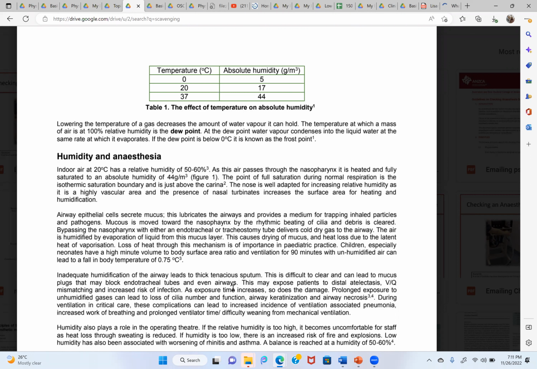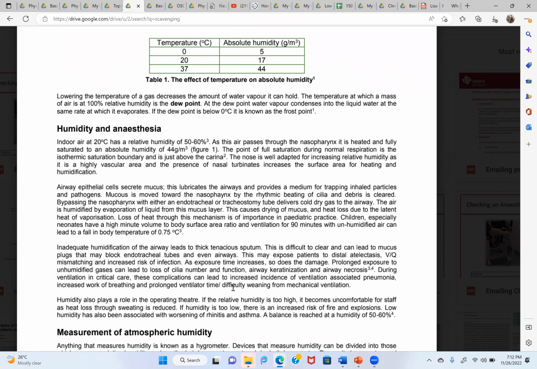As gas passes through the nasopharynx, it is heated and fully saturated to an absolute humidity of 44 gram per meter cube. The point of full saturation during normal respiration is the isothermic saturation boundary, and it is just above the carina. The nose is well adapted for increasing relative humidity as it is a highly vascular area, and the presence of nasal turbinates increases the surface area for heating and humidification. So this is occurring normally. Airway epithelial cells secrete mucus. This lubricates the airway and provides a medium for trapping inhaled particles and pathogens. The mucus is moved towards the nasopharynx by the rhythmic beating of cilia, and debris is cleared. This is what is happening normally.